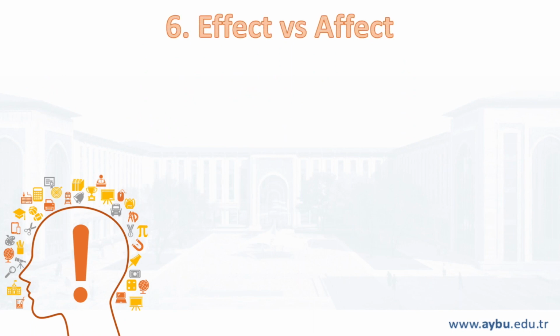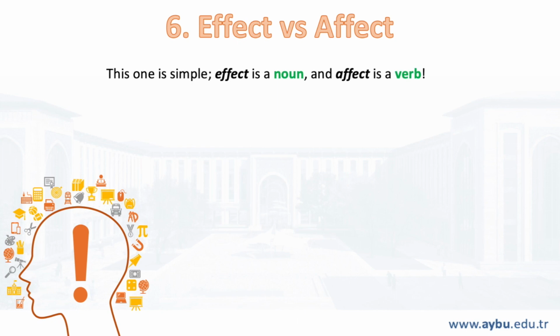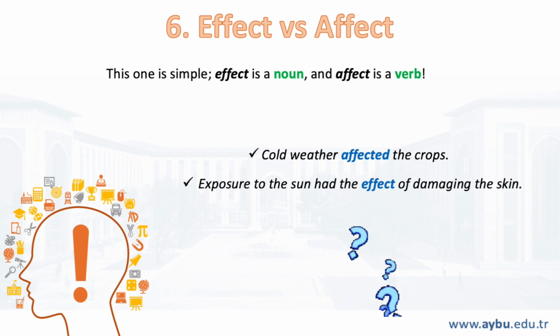The next mistake commonly made is about affect and effect. This is really simple because effect is a noun, but affect is a verb. Cold weather affected the crops. As you can see, it is in the verb form. Exposure to the sun had the effect of damaging the skin. You can see it is used as a noun.